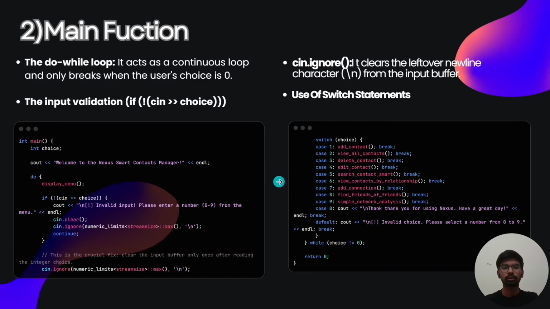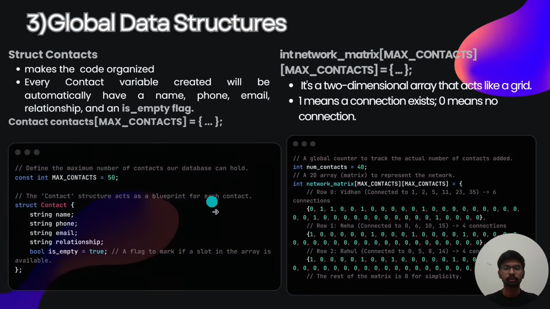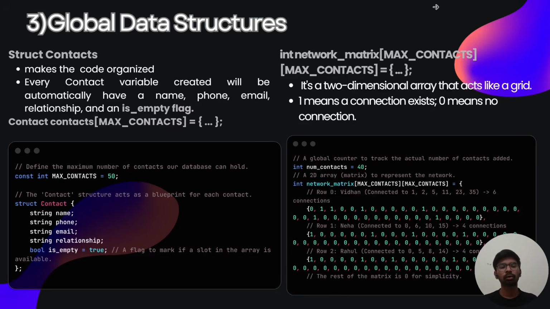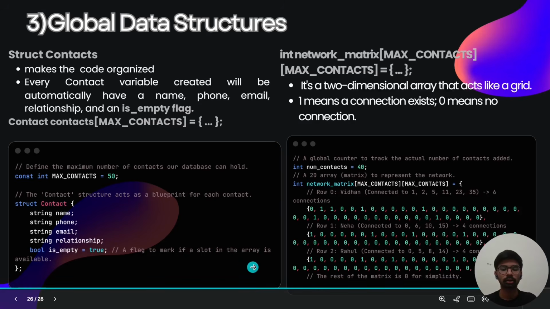Let's proceed to next. Now we will examine the global data structure to study how we organize and save data. We have first created structured contacts, which makes the code organized. Every contact variable created will automatically have a name, phone, email, relationship, and an is-empty flag, which marks if the slot in the array is available or not.